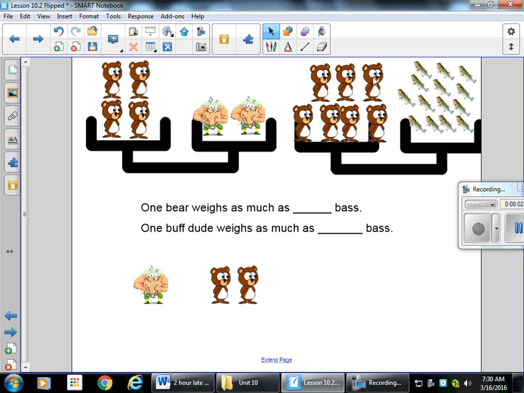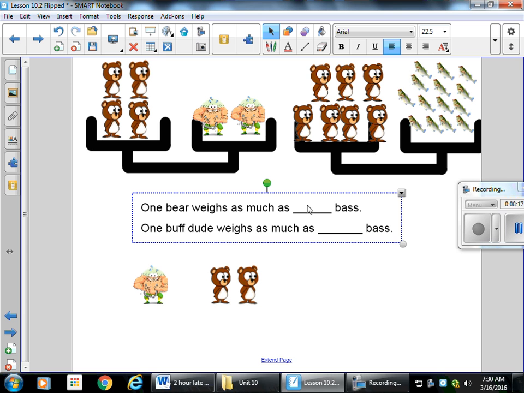So right now I have 1, 2, 3, 4, 5, 6, 7 bears. How many bass do I have? 1, 2, 3, 4, 5, 6, 7, 8, 9, 10, 11, 12, 13, 14. 14 bass, 7 bears. So that means 14 divided by 7 is 2. So 1 bear weighs as much as 2 bass. The 1 bear weighs the same as 2 bass.